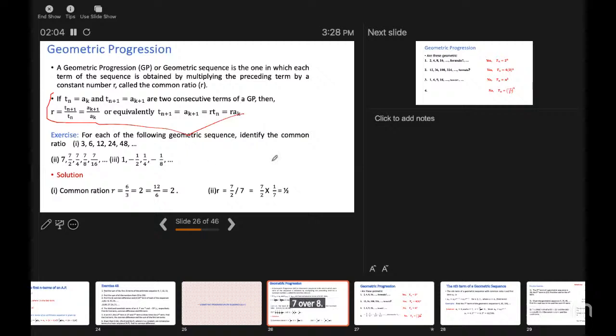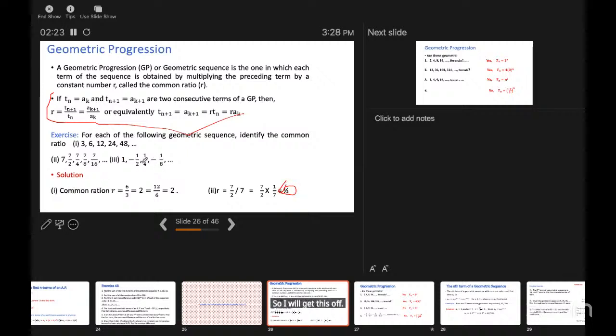Next, 7, 7 over 2, 7 over 4, 7 over 8. My common ratio is going to be 7 over 2 divided by 7, or 7 over 4 divided by 7 over 2, or 7 over 8 divided by 7 over 4. I will get half. So I will get this half.